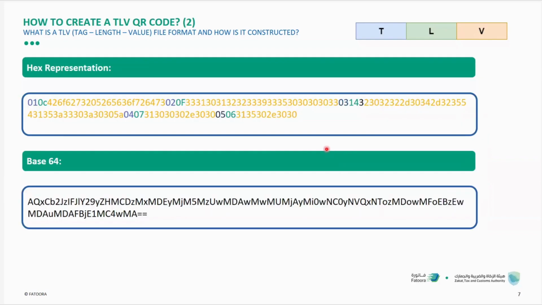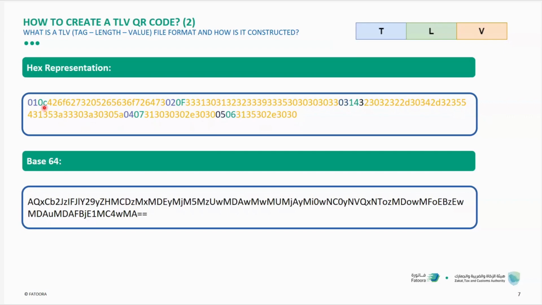Now, if we concatenate them all together, make sure, first of all, that there is no separation between the tags. They have to be immediately concatenated with no separator or space. So in the previous example, we had 01 for the seller name. We have 0C, which is the length of the seller name, and then the hexadecimal representation of the seller name, followed by 02 0F, which is the index of the second value, and then the length of the second value, and then the value itself converted to hexadecimal, and so on and so forth. So this is the hexadecimal representation.